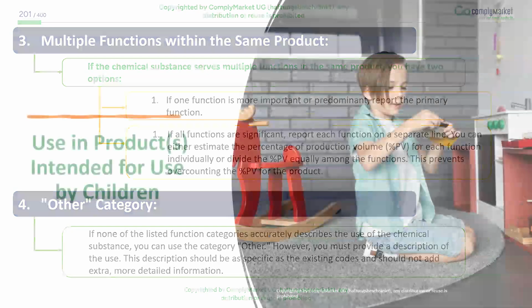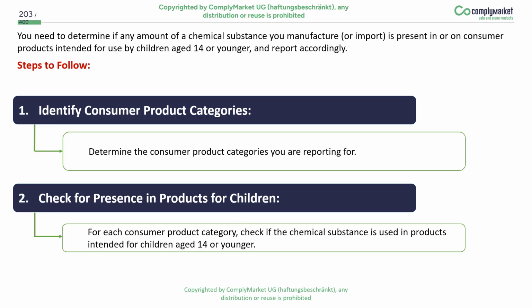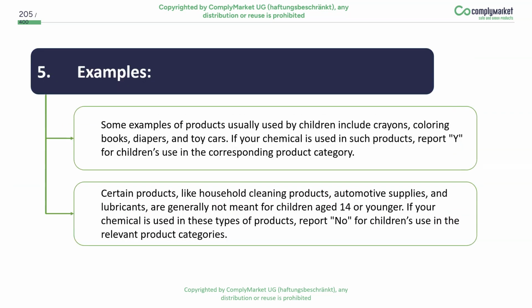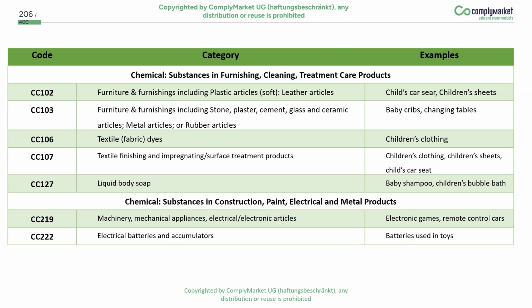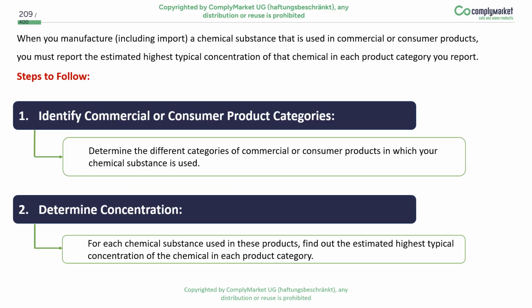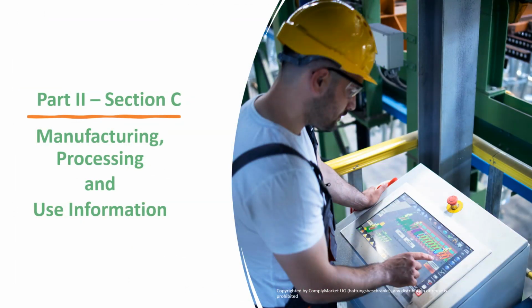The use in products intended for use by children: you need to do the same. You have the codes again. Maximum concentration code: go to the table directly of the concentrations that you can use. For easy things, I'm skipping them because I don't want to make the presentation too long.